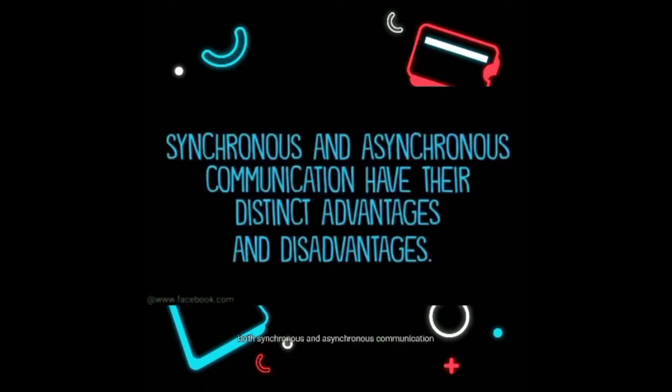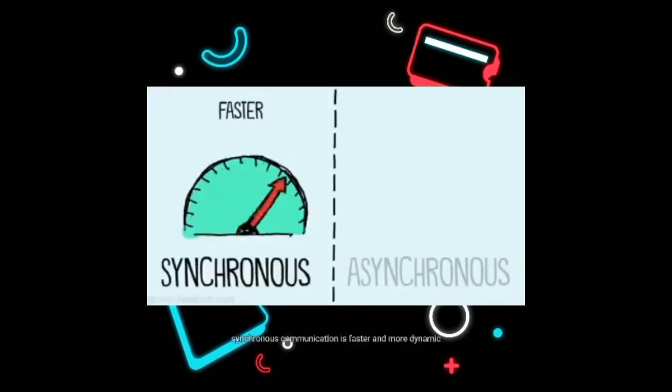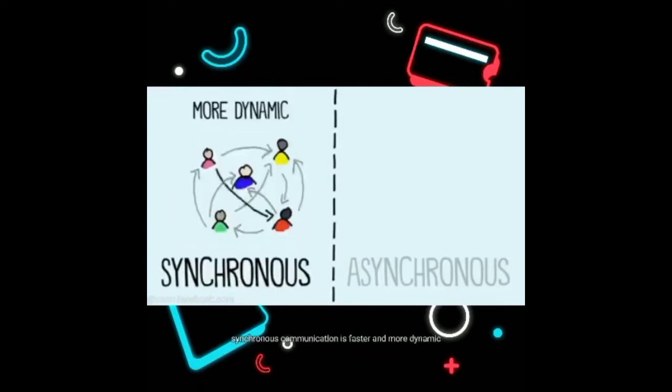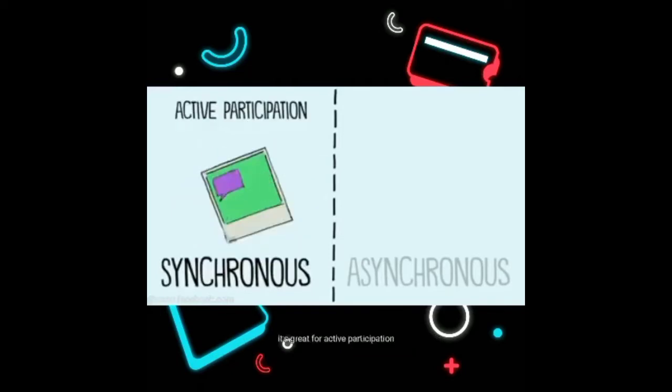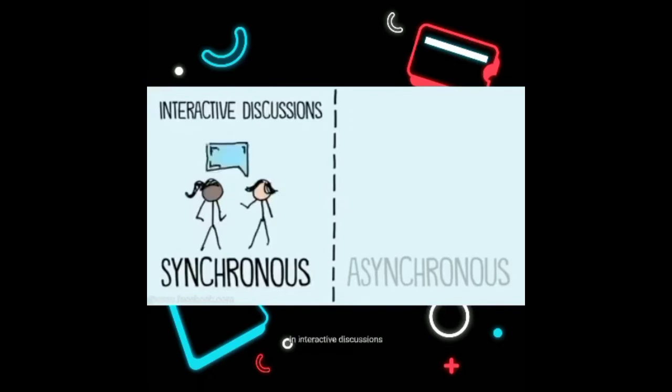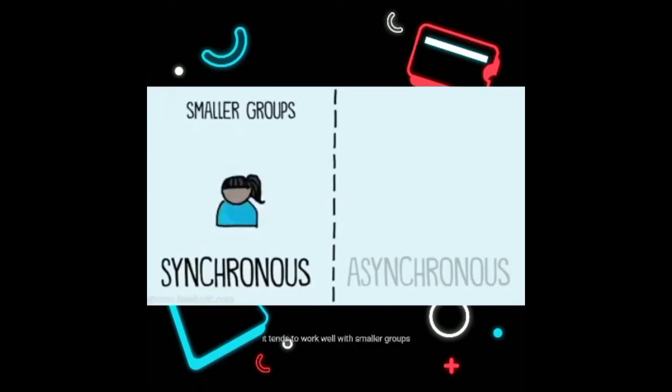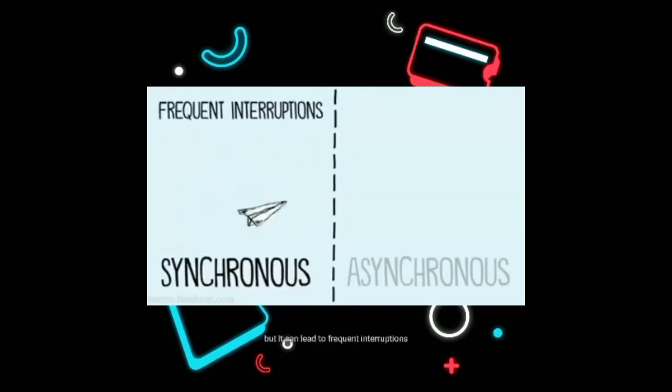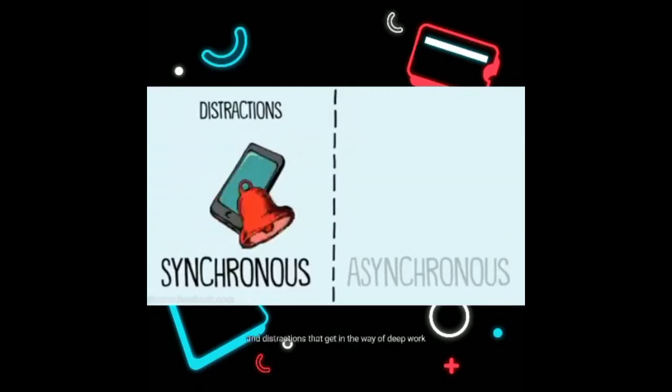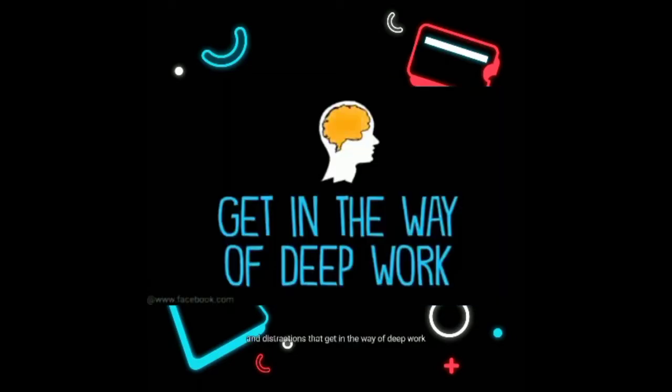Both synchronous and asynchronous communication have their distinct advantages and disadvantages. Synchronous communication is faster and more dynamic. It's great for active participation and interactive discussions. It tends to work well with smaller groups, but it can lead to frequent interruptions and distractions that get in the way of deep work.